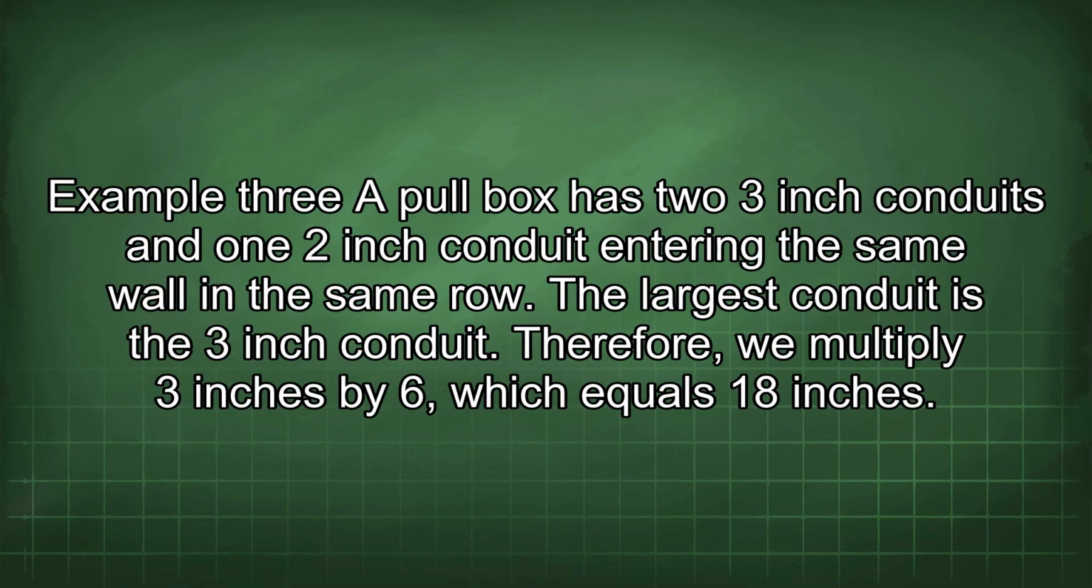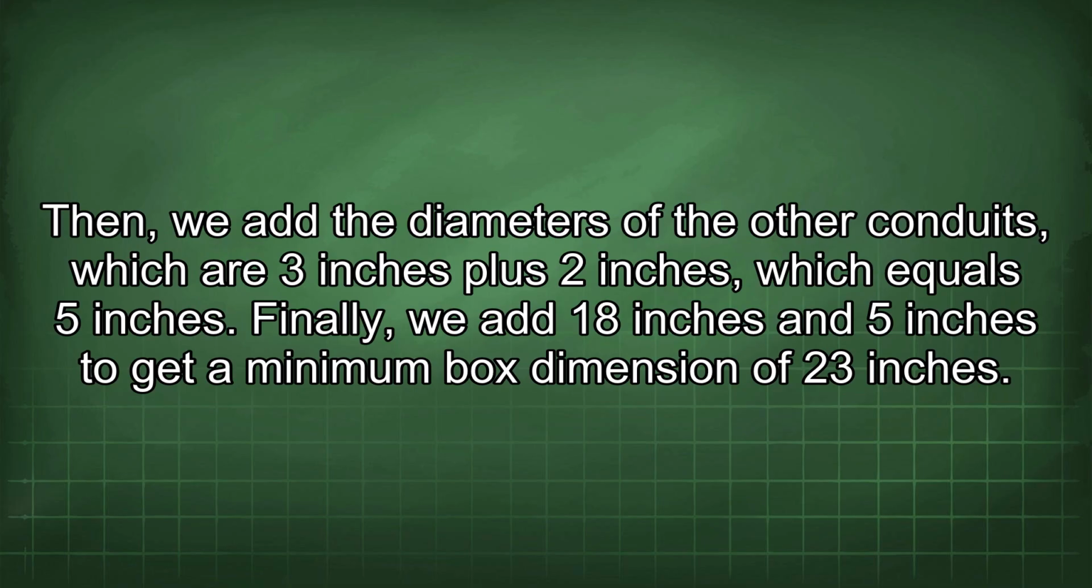Example 3. A pole box has two 3-inch conduits and one 2-inch conduit entering the same wall in the same row. The largest conduit is the 3-inch conduit. Therefore, we multiply 3 inches by 6, which equals 18 inches. Then, we add the diameters of the other conduits, which are 3 inches plus 2 inches, which equals 5 inches. Finally, we add 18 inches and 5 inches to get a minimum box dimension of 23 inches.